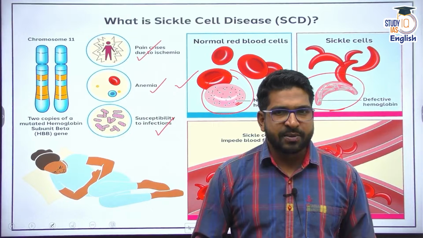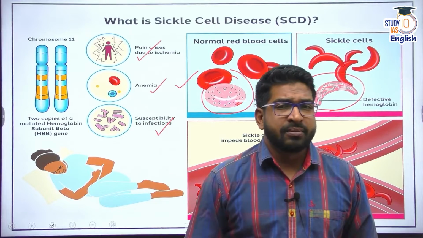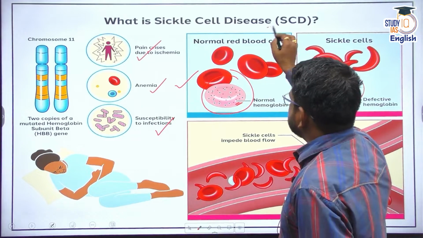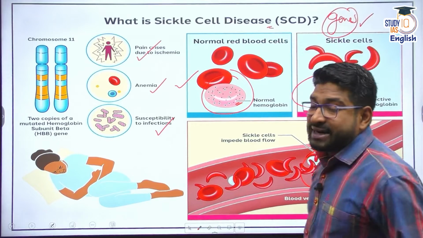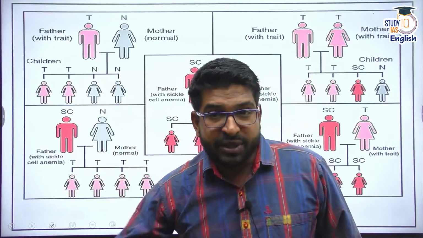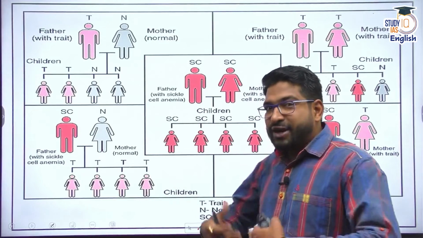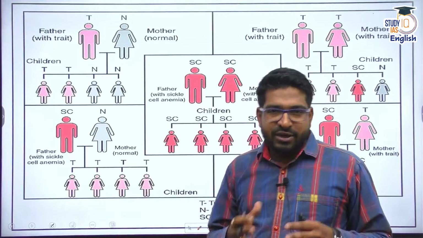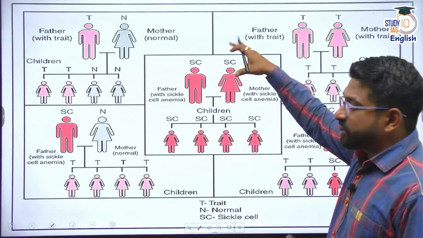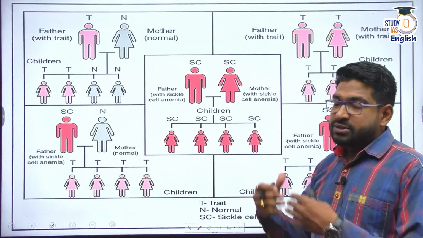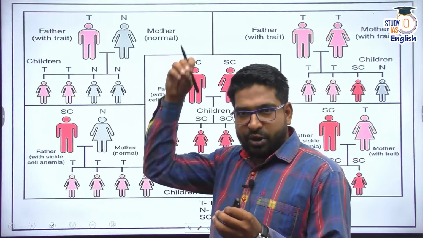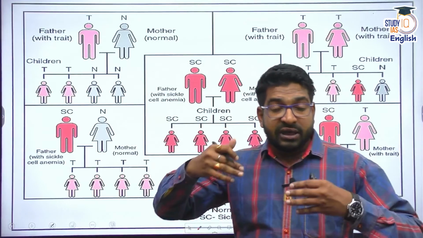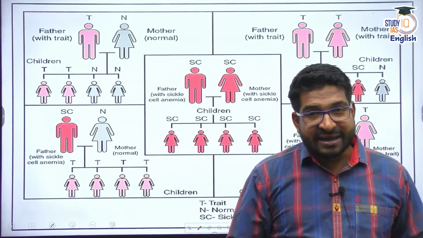Now, the question comes up: why does this happen? Remember, sickle cell disease is connected to genetics. It is inherited. That means there is no mistake of an individual. It is not a lifestyle disorder or anything. It is because of inheritance itself. That means a person who is suffering from sickle cell disease, their parents or grandparents were the carriers of the trait of sickle cell disease.